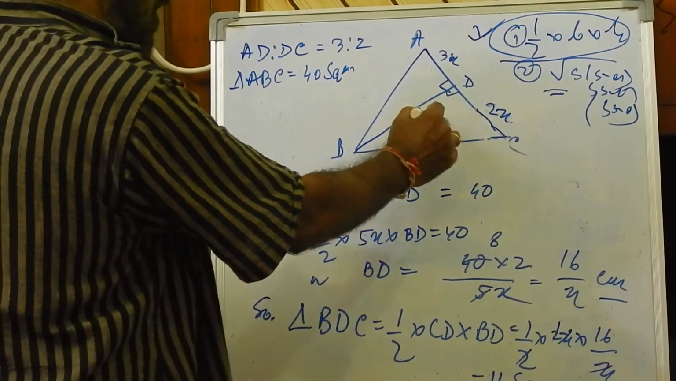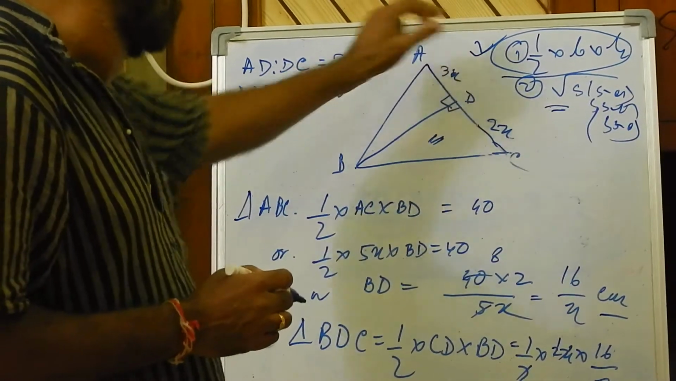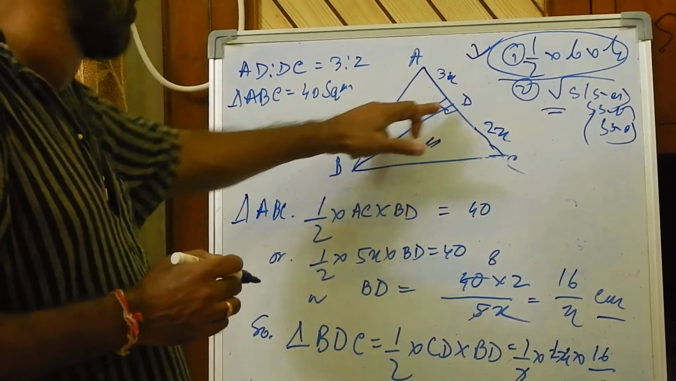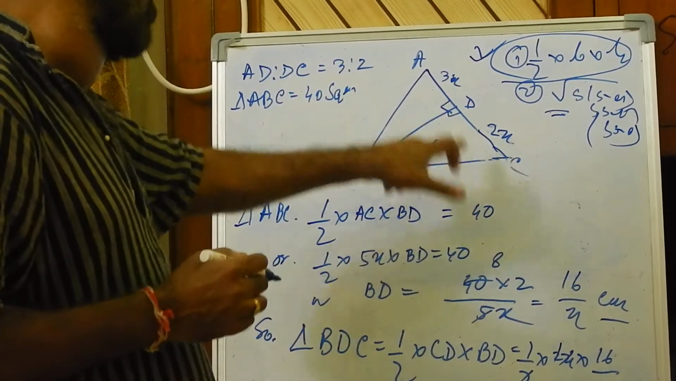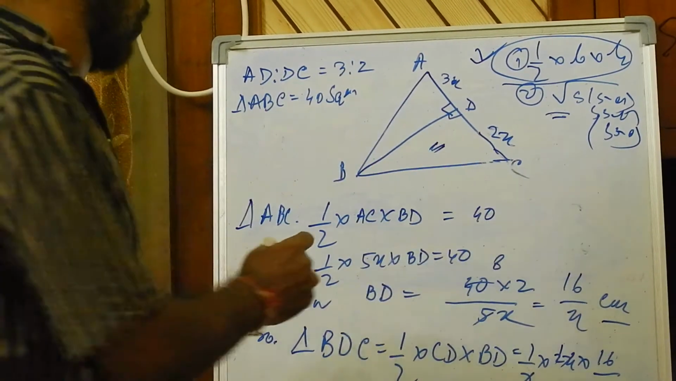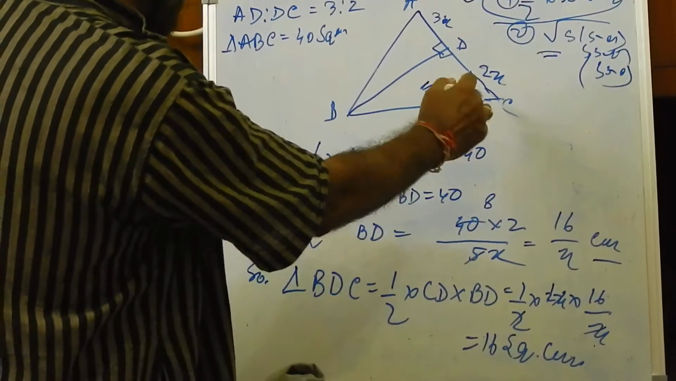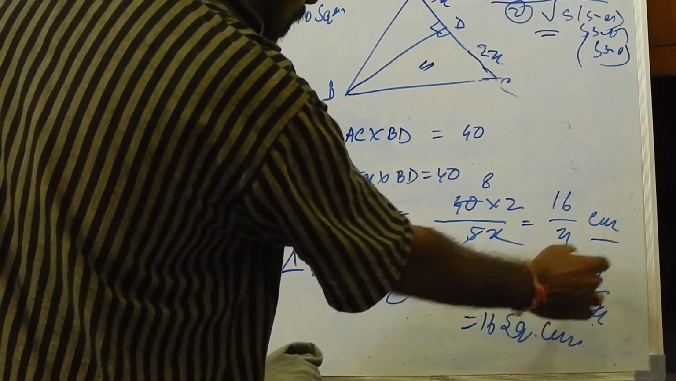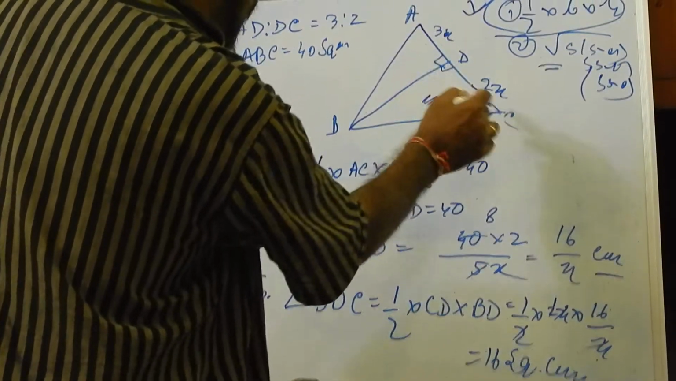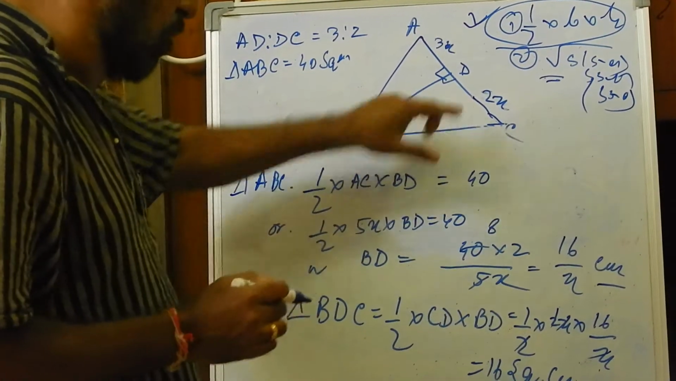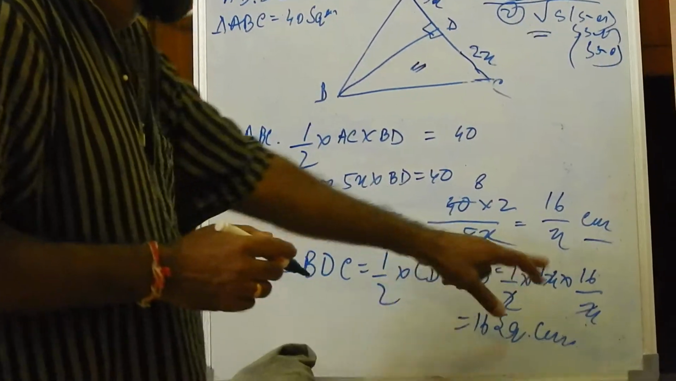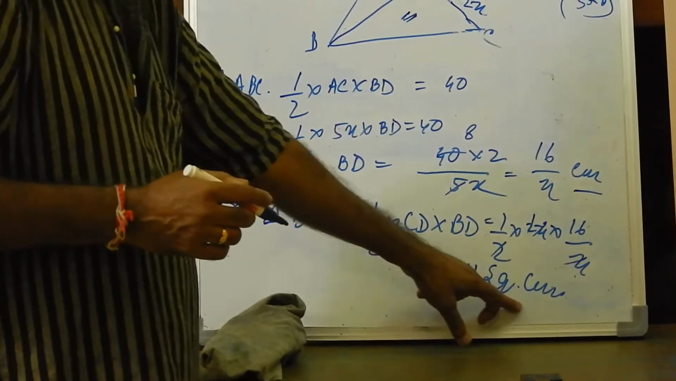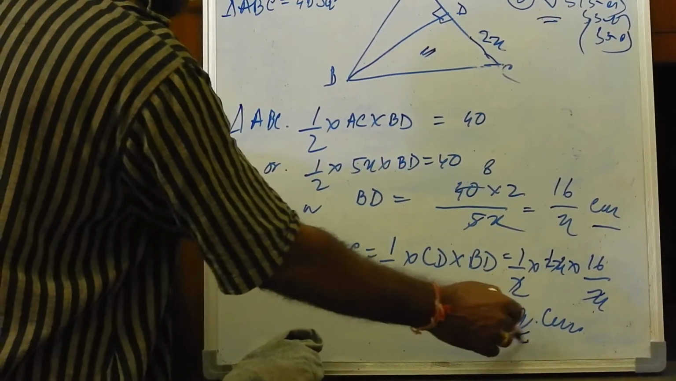Now the area of BDC, again this formula, because BD is the height and CD is the base. So for BDC, half into base into height equal to half into 16 by x into 2x. CD is base, so half into 2x into 16 by x, ultimately it is 16 square centimeter.